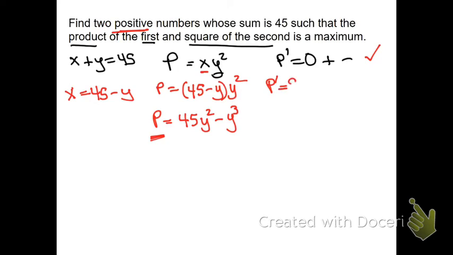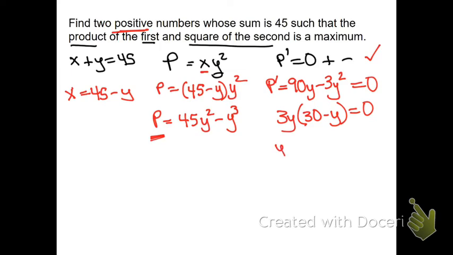90y minus 3y squared. Set it equal to 0 and do your thing. Okay, factor, I can factor out a 3 and a y. And I'll be left with 30 minus y. Set each factor equal to 0. We get 0 and 30. So there's 2 possible answers. Oh, okay. Well, let's see.